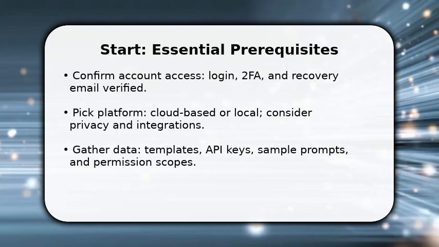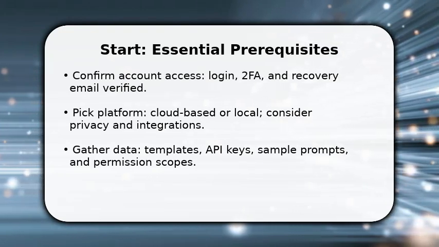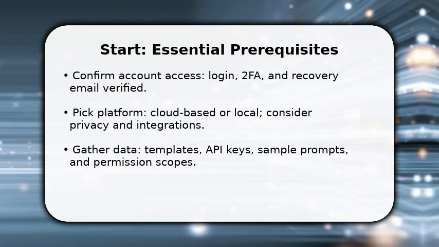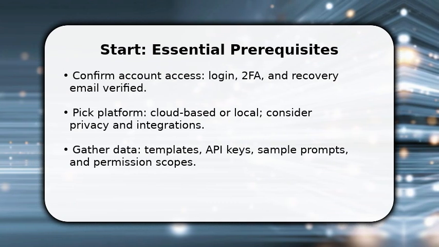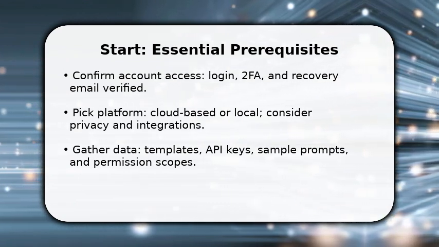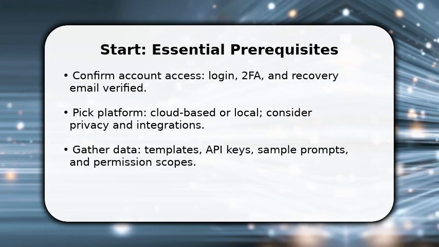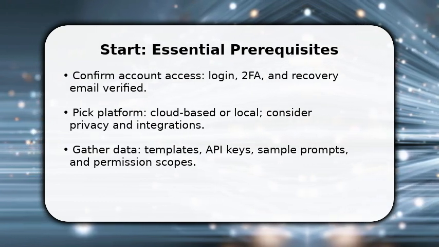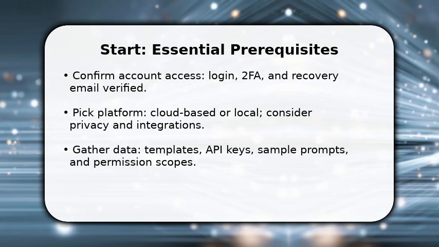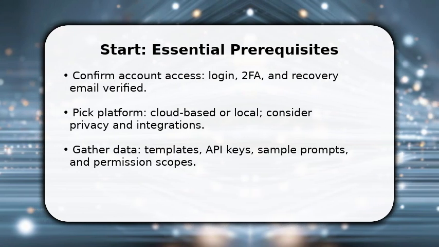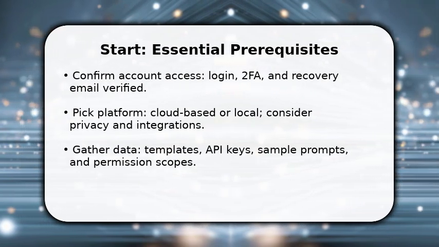You begin by ensuring access and permissions. Log into your assistant platform and enable 2FA so nothing blocks you later. Once done, decide cloud versus local based on privacy needs and integrations with calendar, email, or CRM. Make sure to collect API keys, templates, sample prompts, and any permission scopes required by connected apps. Then test a simple query to confirm connectivity and that responses are returned. This first validation saves time during configuration.